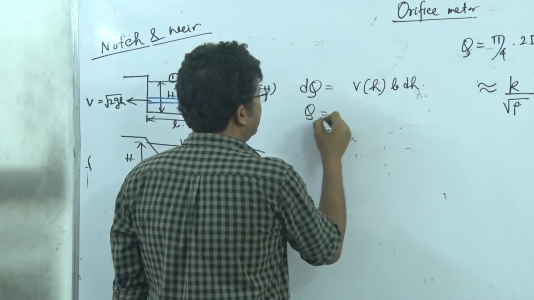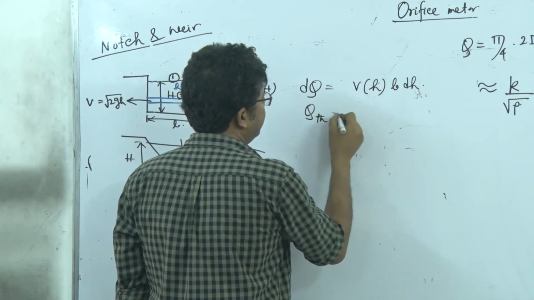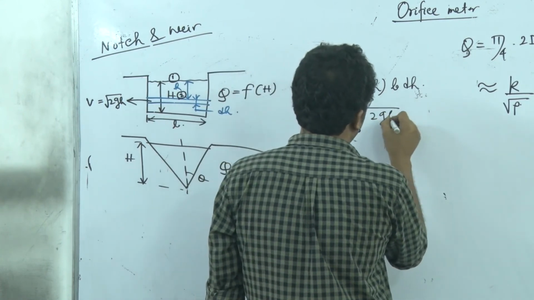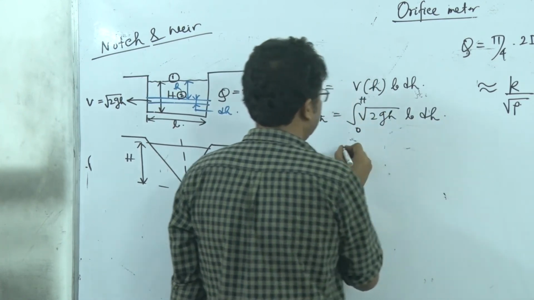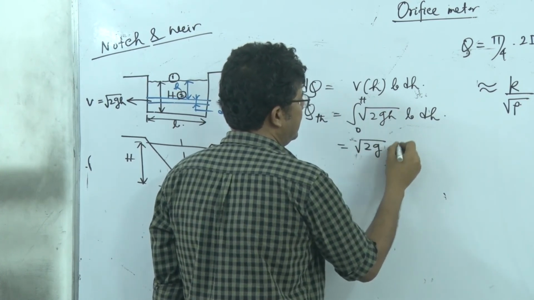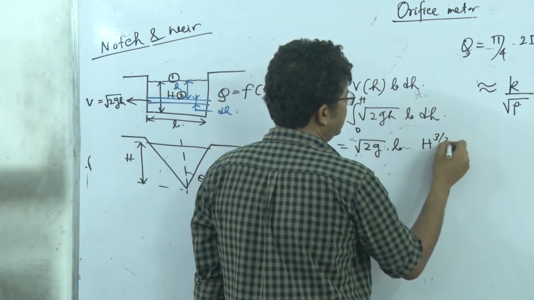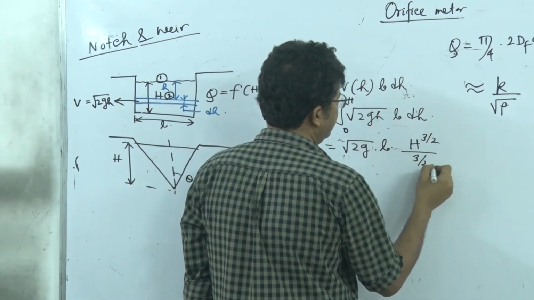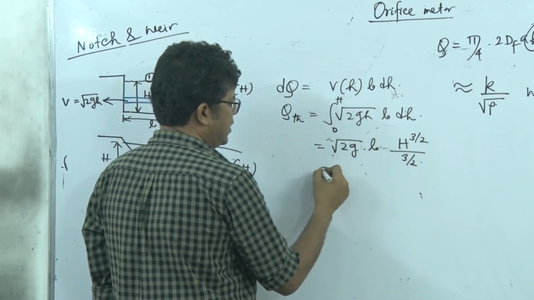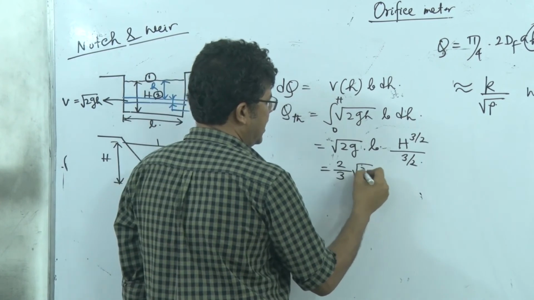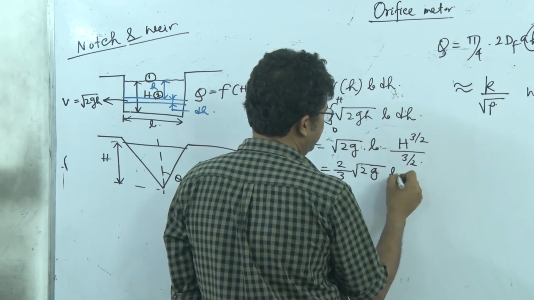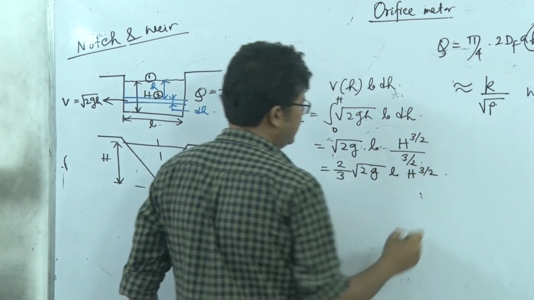So Q theoretical is equal to the integral from 0 to h of root of 2gh into b into dh. So you see here root of 2g, then b, then h to the power 3 by 2 divided by 3 by 2. So that's the Q theoretical: 2 by 3 root of 2g into b into h to the power 3 by 2.